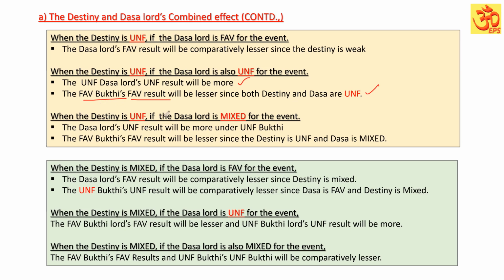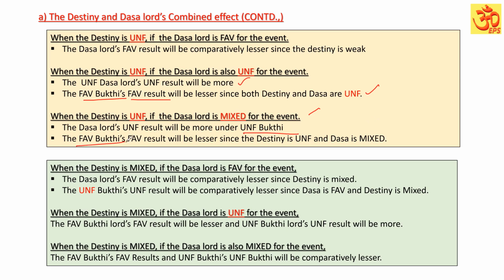Next one, when destiny is unfavorable, if the Dasa Lord is mixed for the event, the Dasa Lord's unfavorable result will be more under an unfavorable Buddhi. When Dasa is mixed, it has both favorable and unfavorable. But when destiny is unfavorable, the Dasa Lord's unfavorable will be significant. Since the Dasa Lord's unfavorable is significant, its unfavorable result will be more under an unfavorable Buddhi.